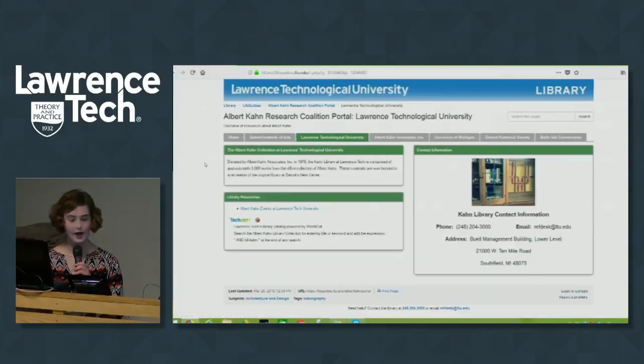And over here we also have the Lawrence Tech tab, which I encourage you to explore, because in case you don't know, Lawrence Tech is home to the personal library of Albert Kahn from his firm office, and is now housed in a recreation of his office as it was in his architectural company's office. All right, so that's what we have so far. It's a work in progress, so I'll be adding more throughout the rest of the year.